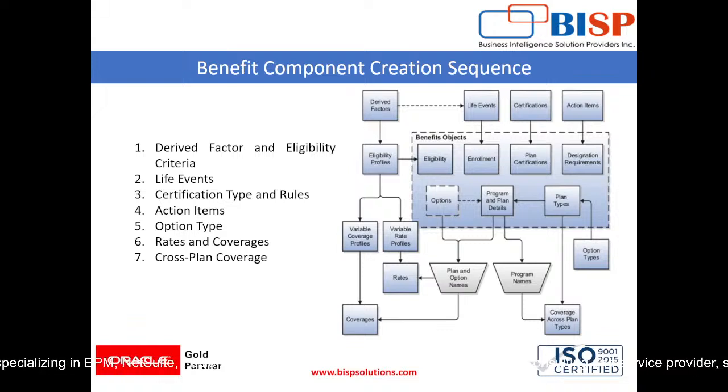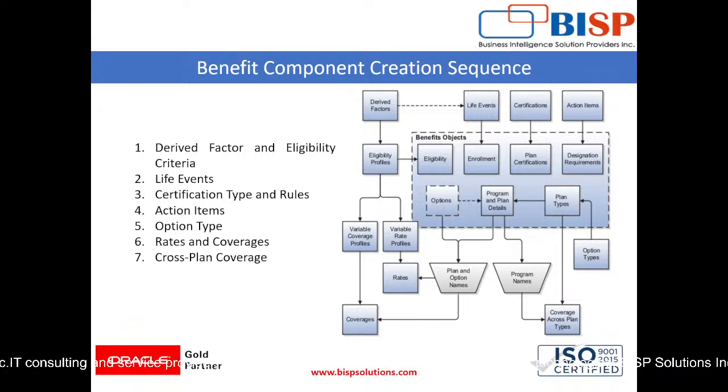So your standard life events might be your marriage, and your custom ones you can create, like for example relocation. These can be included in your custom life event. And there is certification type and rules. So predefined certification, for example proof of marriage for spousal coverage, are available, but you can rename them.